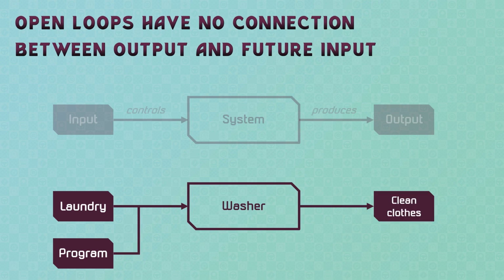But once those clothes have been washed, they don't affect the future behavior of the washer. So when we want to deal with more laundry, we would still have to put in the laundry and still define a program. And there's no relationship between what the washer produces in one run and what the washer does in the next run. They're completely independent of each other, and that makes it an open loop.